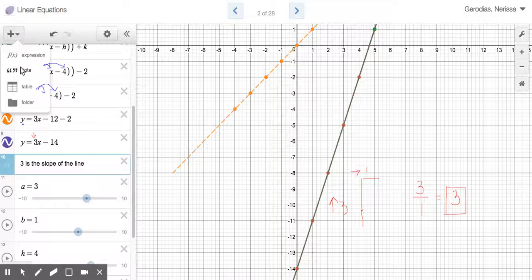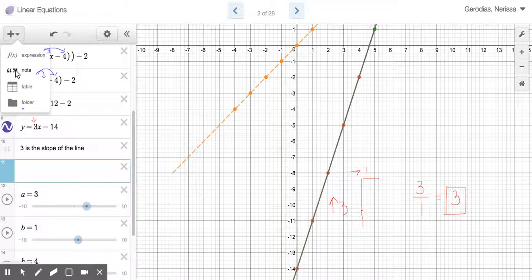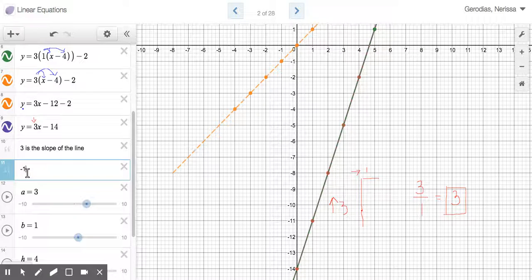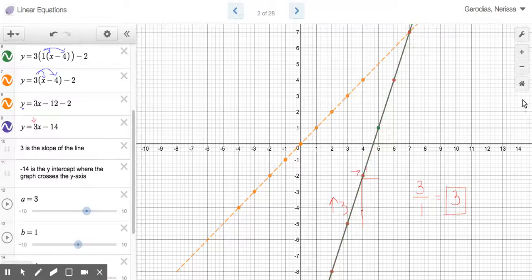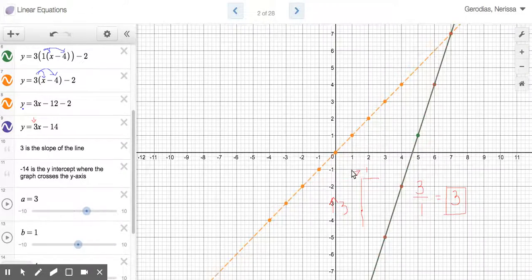So let's put that here. Another note: -14 is the y-intercept. It is where the graph crosses the y-axis. Okay, so that's it.